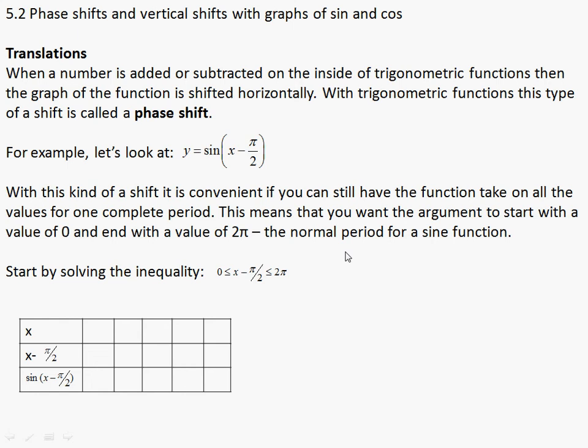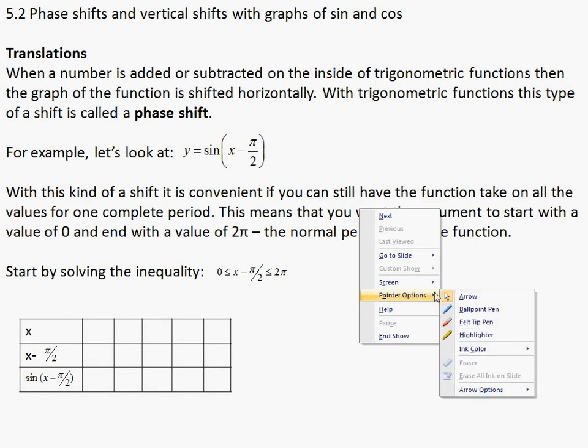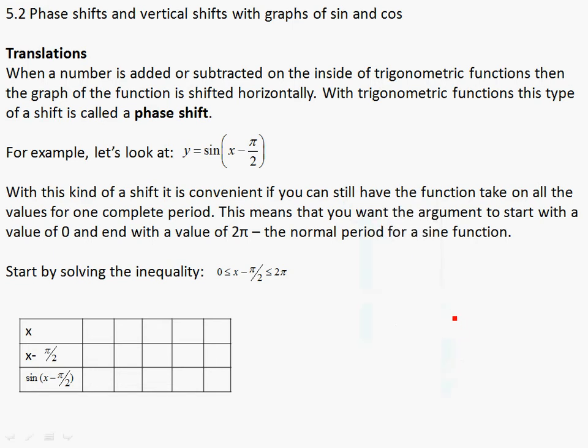Alright, so phase shifts and vertical shifts. When you add stuff on the insides, basically what I was trying to tell you guys a moment ago is that would be when you shift a graph to the left or to the right. It has a fancy name for some reason. It's called a phase shift. Okay, and we'll just look at an example.